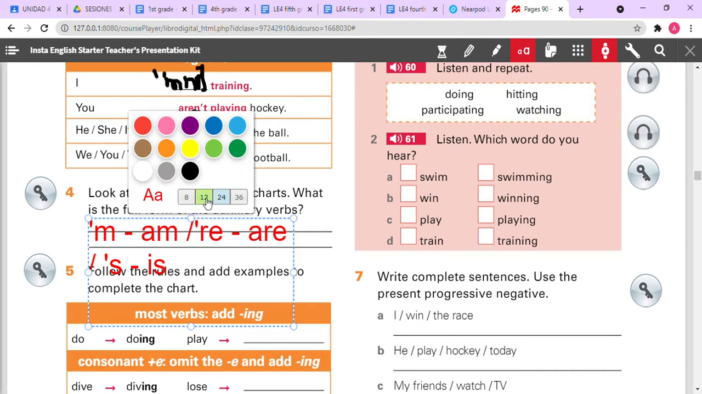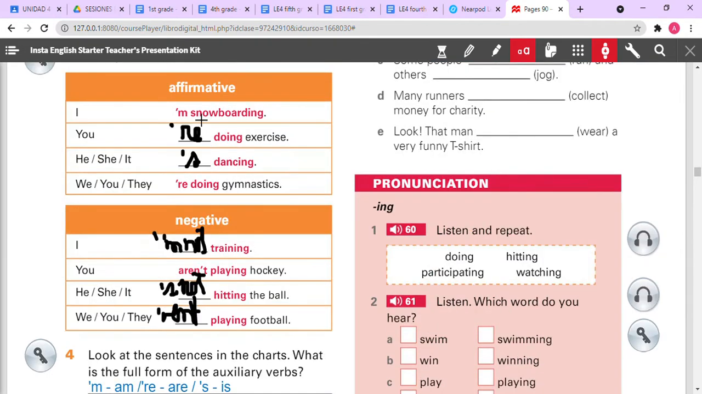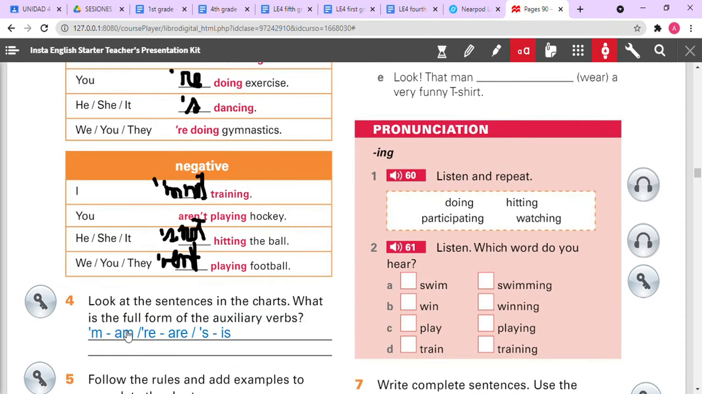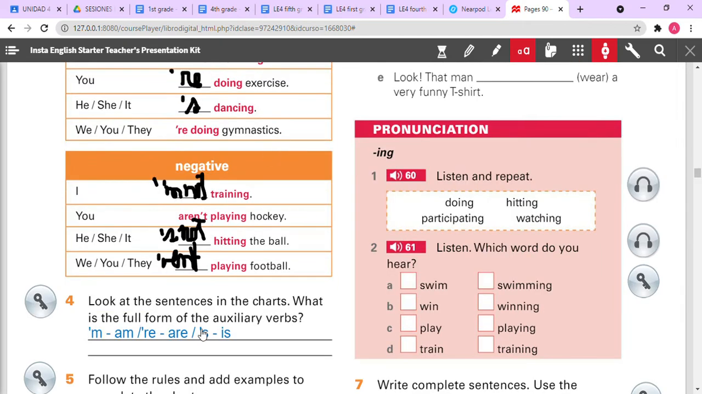Style 12. This is much better. And in blue. Okay, this contraction, this letter M is what I was telling you before, no? This one is this, and this is this. So you can say I'm snowboarding, or you can say I am snowboarding. You're doing exercise, or you are doing exercise. He's dancing, she's dancing, it's dancing, or he is dancing, she is dancing, it is dancing.